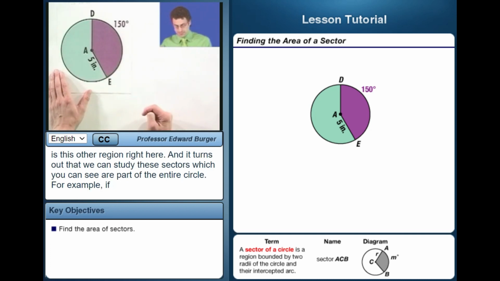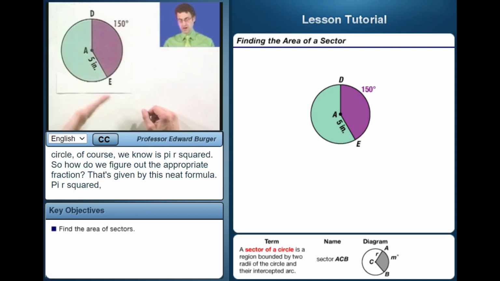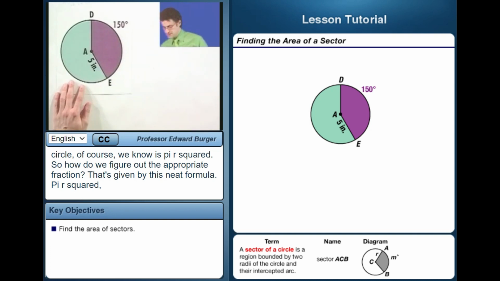And so it turns out that we can actually study these sectors, which you can see are just part of the entire circle. So for example, if you want to find the area of a sector, obviously it's going to be some appropriate fraction of the area of the circle. Now the area of the circle, of course, we know is pi r squared. So how do we figure out the appropriate fraction? Well, that's given by this neat formula.